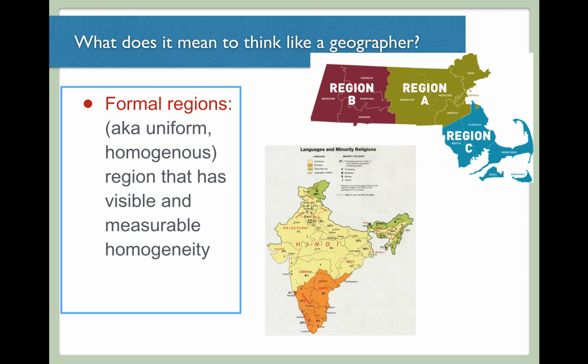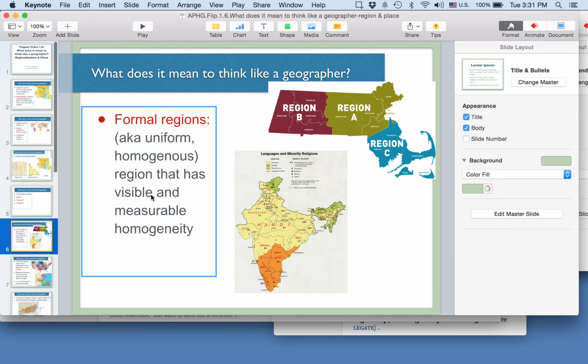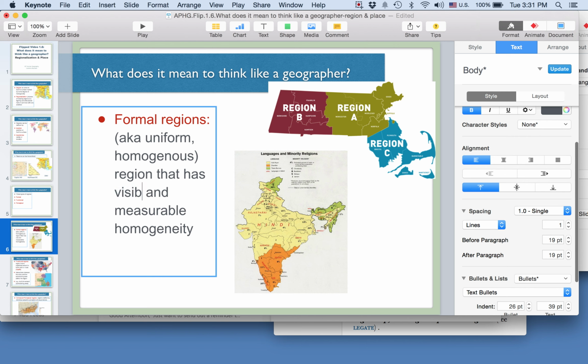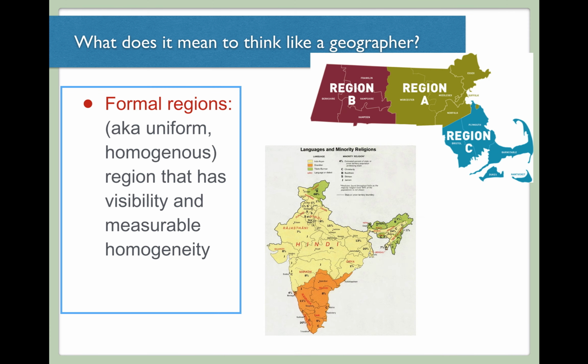So formal region is also known as a uniform or a homogeneous region that has visibility, so I mean you can see it, you can find it on a map, and it has measurable homogeneity. Measurable homogeneity, a certain amount of sameness that can be measured. For example, I have up here a map of 3 regions in Massachusetts, right? These are measurable. We can specifically note where the boundaries begin and end. Perhaps people in region A have something specific about that group versus region B versus region C.